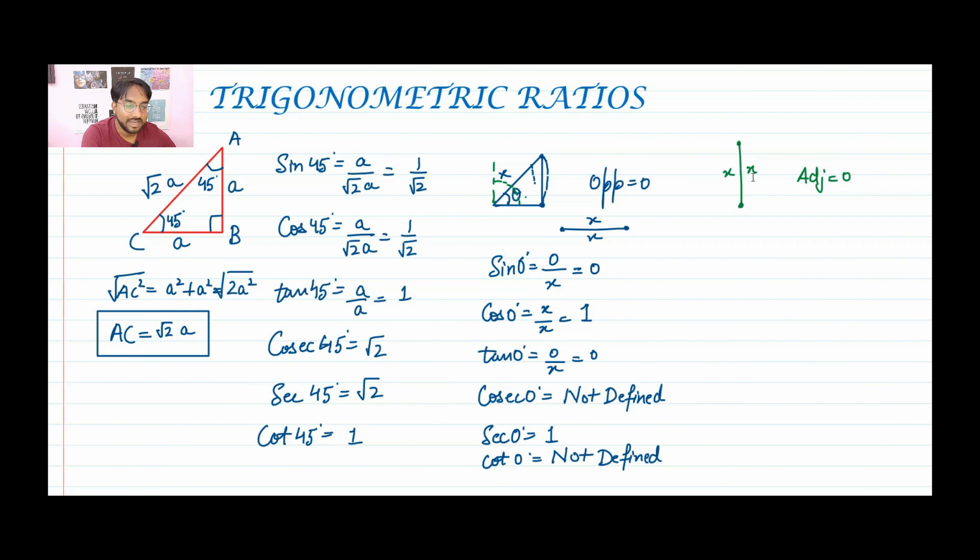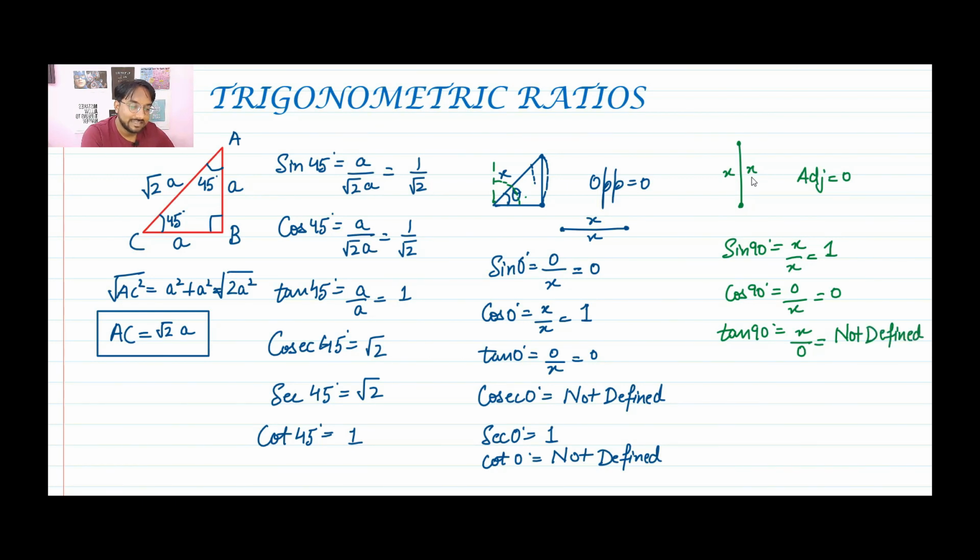equal. Okay, so sine 90 will be equal to opposite by hypotenuse, means x by x, so it will be 1. But cos 90 will be equal to adjacent upon hypotenuse, so 0 upon x will be equal to 0. Then tan 90 will be equal to opposite, x, upon adjacent, and adjacent is 0, so 0 in the denominator means not defined.